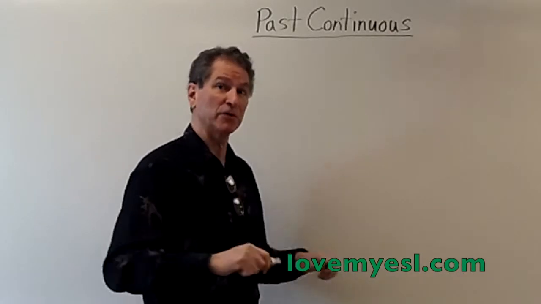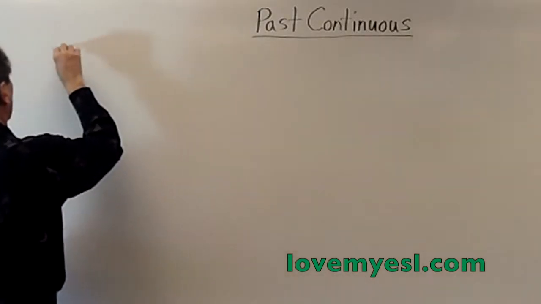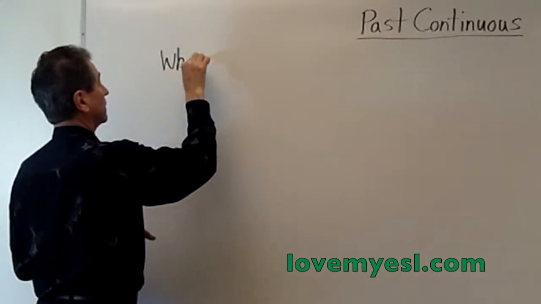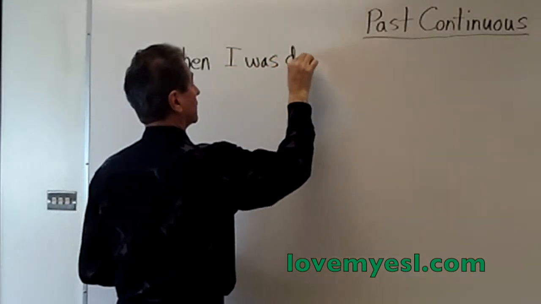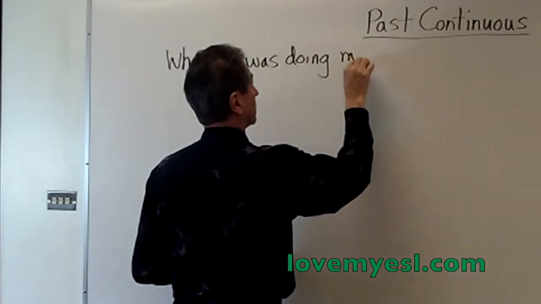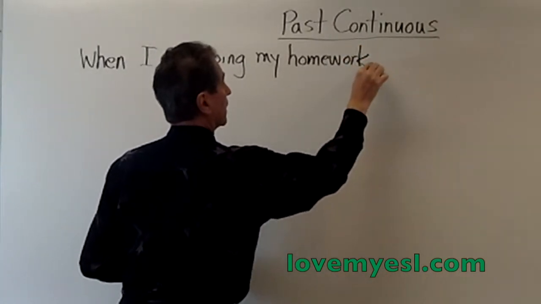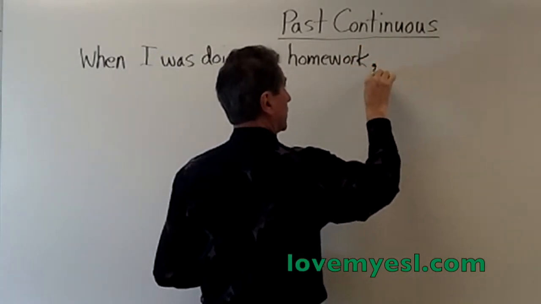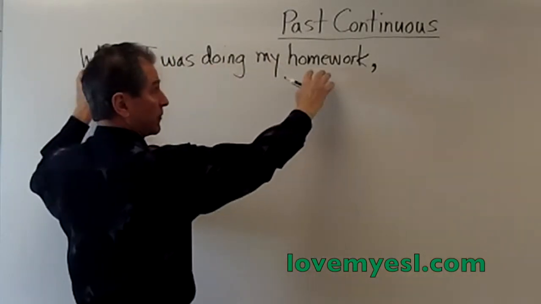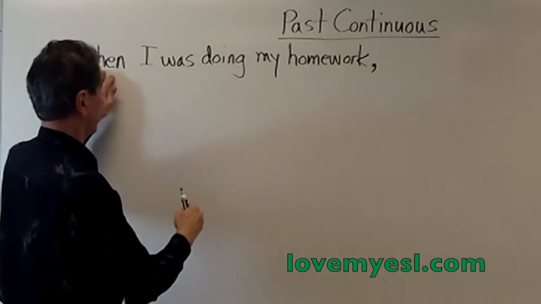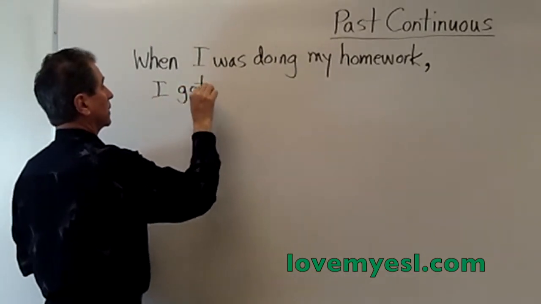Let me give you some examples using three words. The first word I'm going to use is when. When I was doing my homework, and because I started with the when, I'm going to have a comma here. This is called a dependent clause, and the kind of dependent clause it is is an adverb clause, because I'm starting with a time word here. When I was doing my homework, I got really tired.